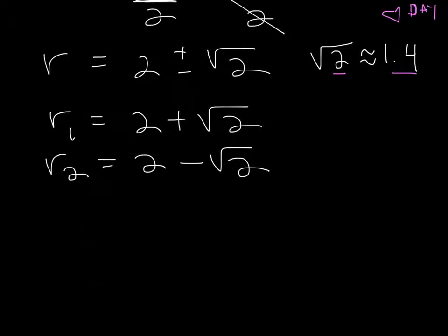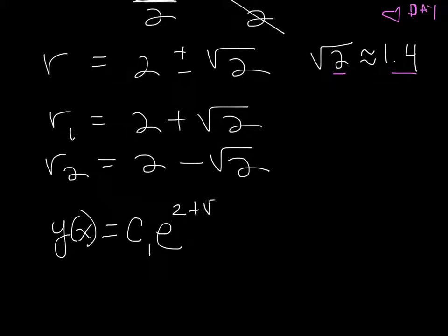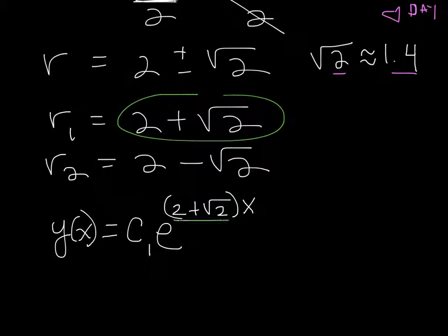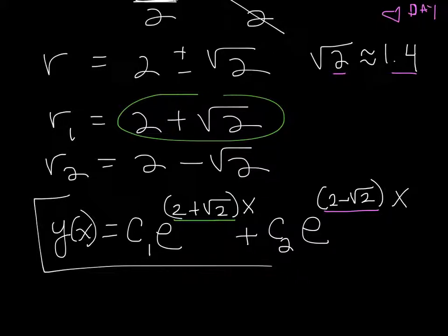Okay, so we have a final solution. y of x equals C1 e to the r, so 2 plus the square root of 2. That's your r1, times x, and I think I need to write it in green. Plus C2 e raised to the 2 minus radical 2, that's my r2, times x. And that is our final solution.